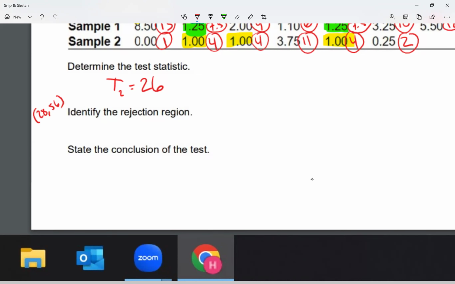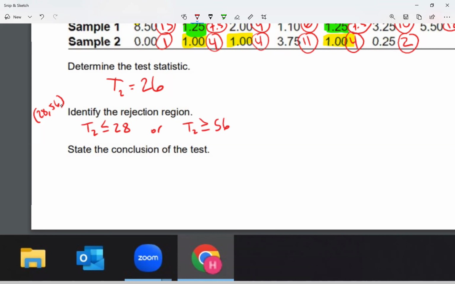But then I read the question again. Identify the rejection region. So it has to be outside of my acceptance region. 28 is the smallest that I can accept. So I'm going to say for the rejection, my T2 has to be less than or equal to 28. Or I know 56 is the biggest number that I can accept. So for my rejection region, I'm going to say T2 is greater than or equal to 56.